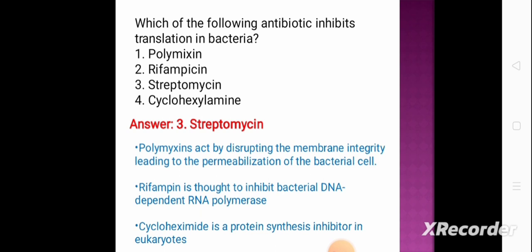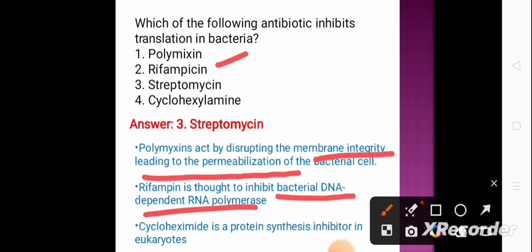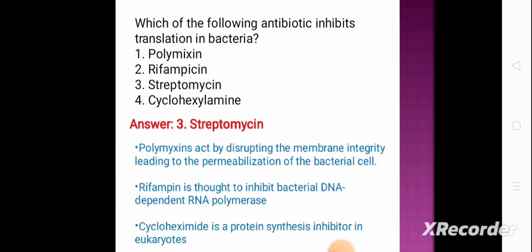Whereas polymyxin acts by disrupting the membrane integrity, leading to the permeabilization of the bacterial cell. Next is rifampicin. Rifampicin is thought to inhibit bacterial DNA-dependent RNA polymerase. And the third one is cycloheximide, that is a protein synthesis inhibitor in case of eukaryotes. Whereas streptomycin, tetracycline, etc. are protein synthesis inhibitors in bacteria, that is the prokaryotes.